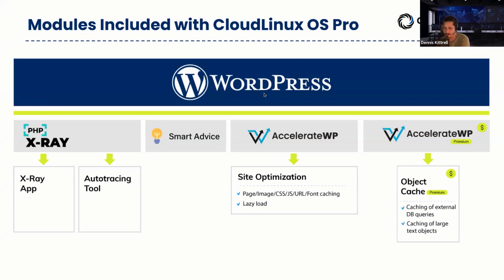So today we have two modules for Accelerate WordPress. One is a standard module that's going to be included for free in OS Pro licensed servers, and that's the site optimization module. And then we have the object caching module based on Redis that's going to be included in the premium. Now, in the future, during the beta program in the next several quarters, we're going to be building more value into both the standard version of Accelerate WordPress and the Accelerate WordPress Premium offering. And we're going to be doing that based on feedback from all of our beta participants and your customers.